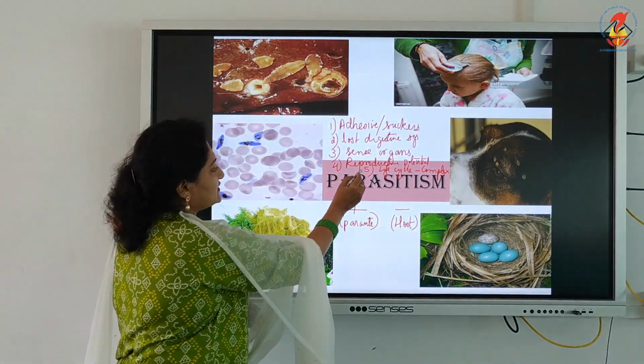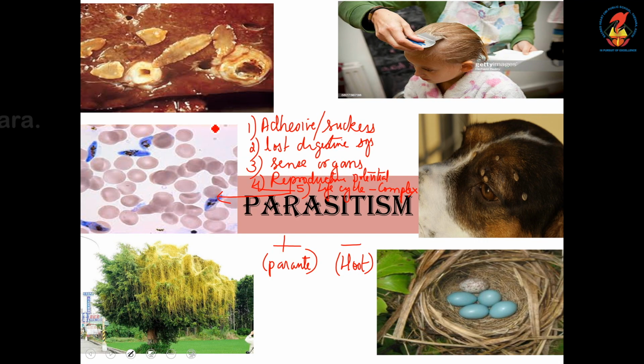In this context, we have two examples. Plasmodium vivax is a parasite which causes malaria. The two hosts are man and mosquito.